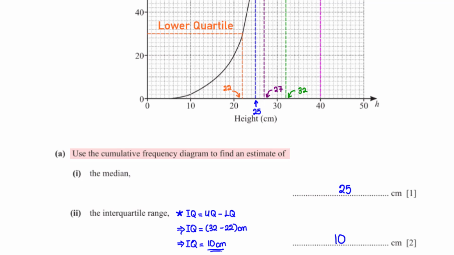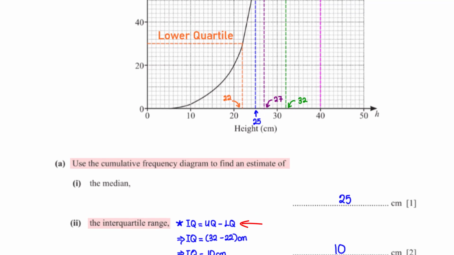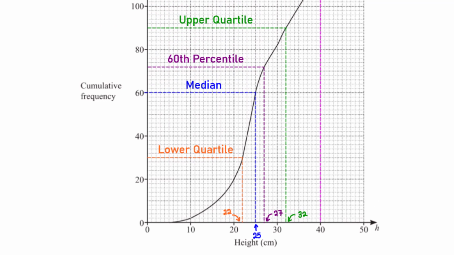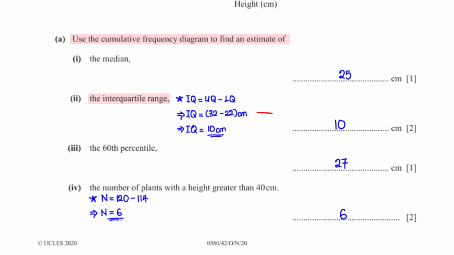Find an estimate of the interquartile range. The interquartile range is equal to the upper quartile minus the lower quartile. To get the upper quartile, we map 3/4 of 120, which is 90, on the diagram. This gives us the upper quartile to be 32 centimeters. For the lower quartile, we map 1/4 of 120, which is 30, on the diagram, giving us 22 centimeters as the lower quartile. So now the interquartile range is 32 minus 22 centimeters, which is 10 centimeters.